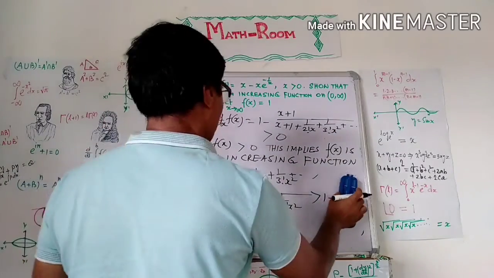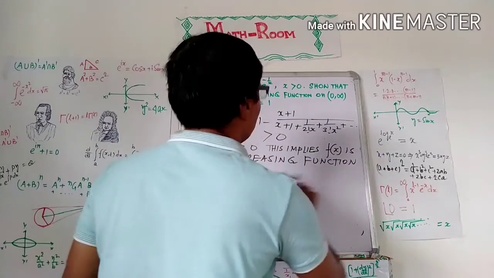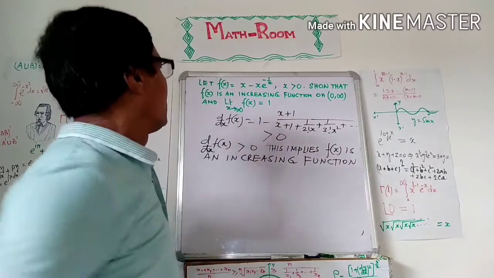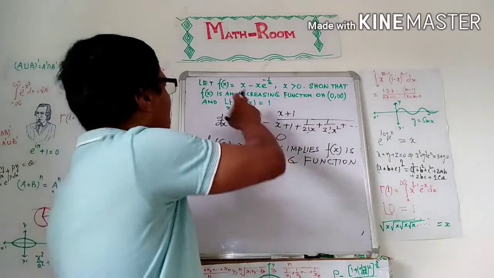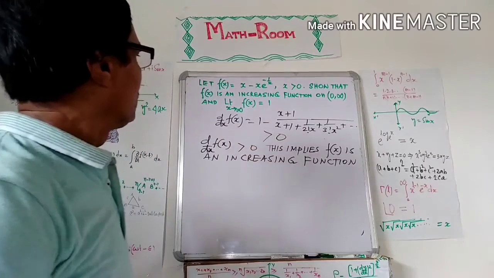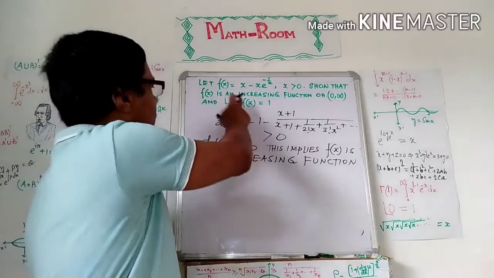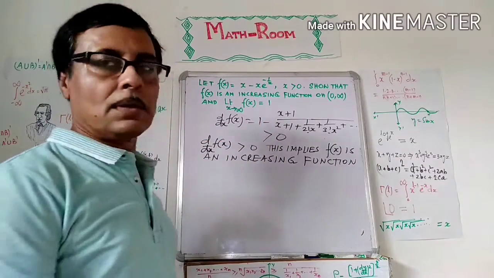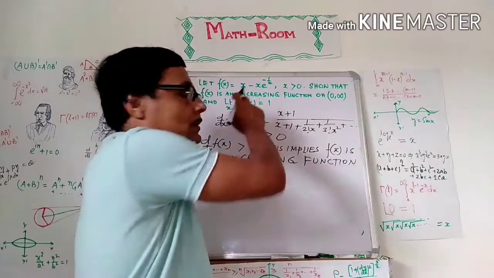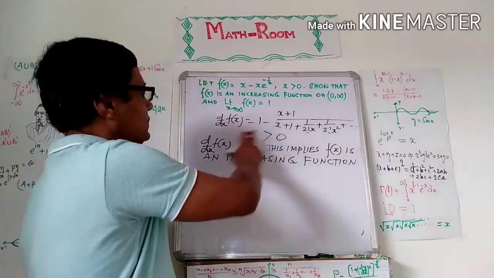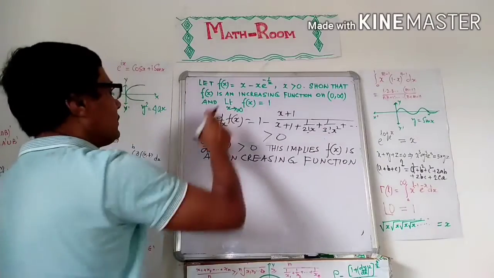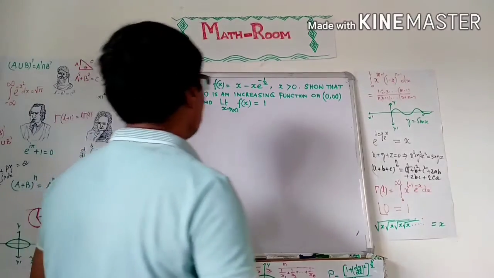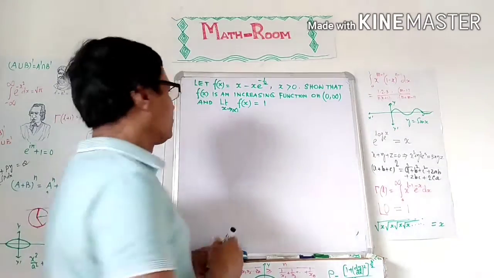Increasing function. Now, we have proved the function f(x) is an increasing function, and next we shall prove the limit of this function as x tends to infinity is 1. Our next proof is the limit as x tends to infinity of f(x) equal to 1. First proof is done. So, the second proof is to be done. Now, our second proof is the limit as x tends to infinity of f(x) equal to 1.